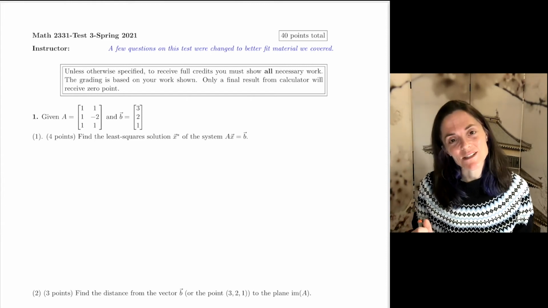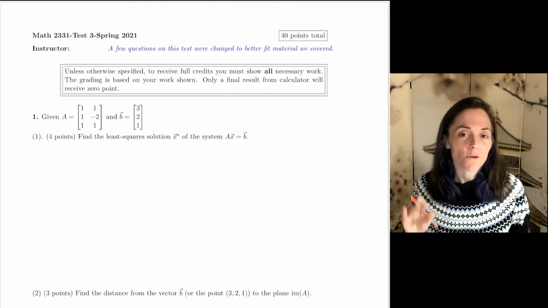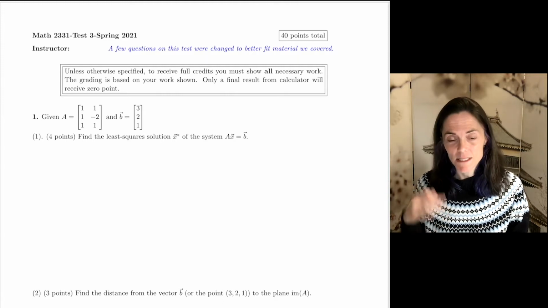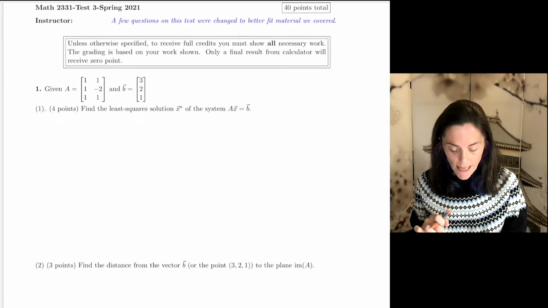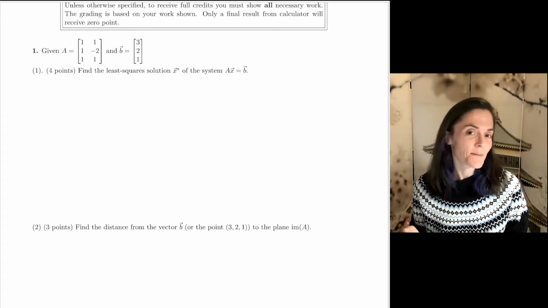Hello, linear algebra students. Let's go over this previous test in preparation for our third midterm. We begin with the first question, which is least squares. We are given A, given B, and we want to find the least squares solution to the system AX equals B.